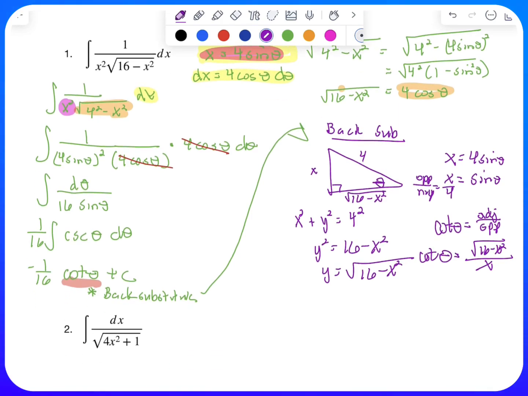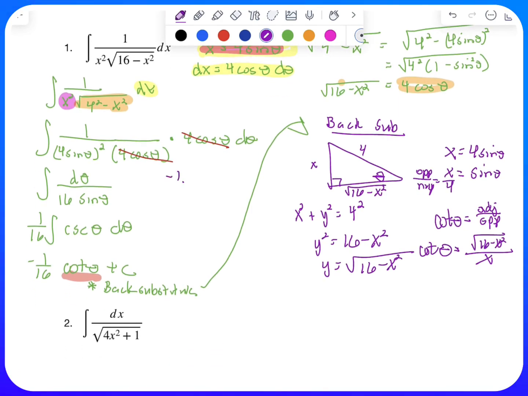So my final answer in terms of x for this problem is going to be negative 1/16 times the square root of 16 minus x squared divided by x, plus c. And now you've completed this problem.